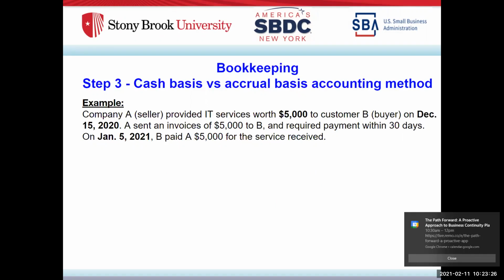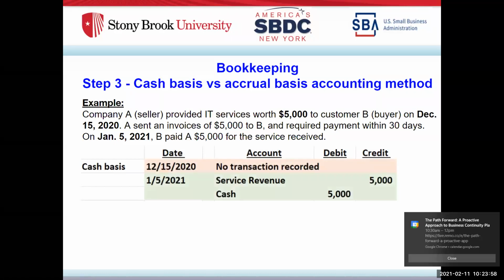In this example, Company A provides IT service worth $5,000 to customer B on December 15, 2020. A sent an invoice of $5,000 to B and required payment within 30 days. On January 5th, 2021, B paid A $5,000 for the service received. So if Company A used the cash-based accounting method, there's no transaction booked on December 15th, 2020. On January 5th, A will book a journal entry to recognize revenue and cash received, $5,000.